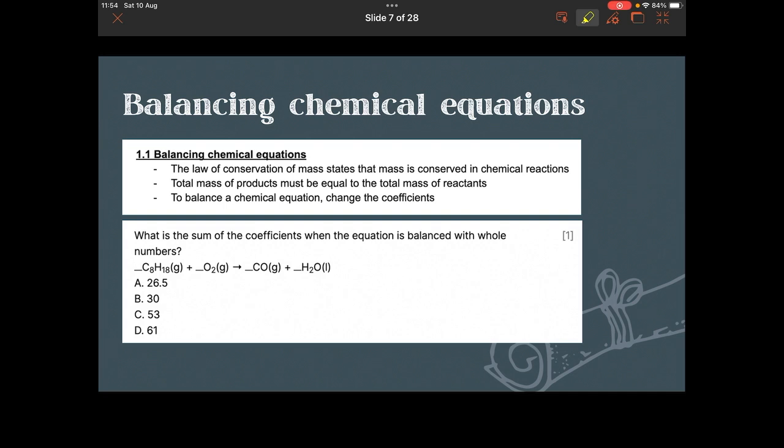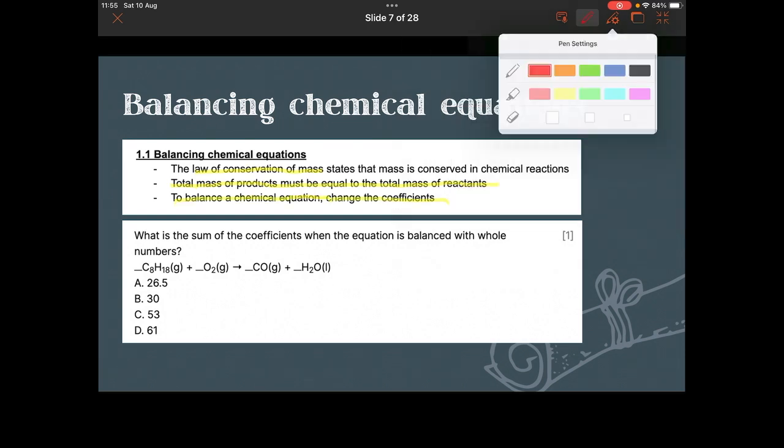So there's the law of conservation of mass, which states that mass is conserved in chemical reactions. So the total mass of products must be equal to the total mass of reactants. And so therefore, when we're writing chemical equations, it's important to balance it to account for that. And to balance a chemical equation, we need to change the coefficients.